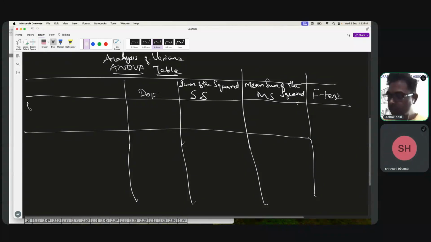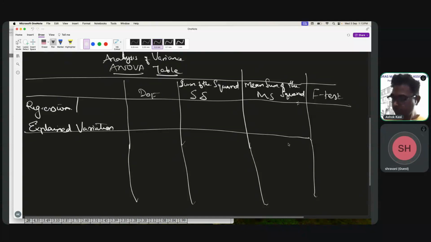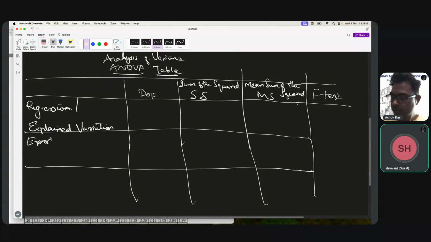This is regression, which is also called explained variation, not variance. Okay, it is variation. What this variation is, we'll also see. The next one is error. This R and E is important here. Why it is important you will come to know later. Error, and this is unexplained variation.